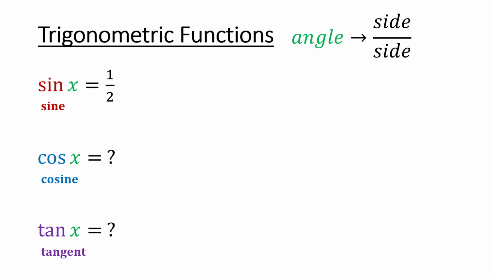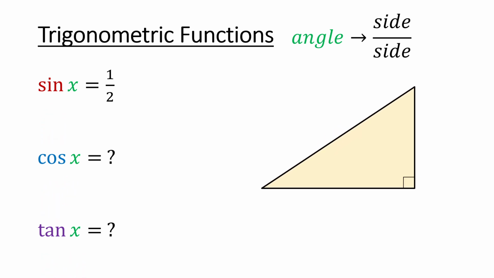So picture this. Every triangle has three sides and three angles, right? But a right-angled triangle? Well, one of those angles is exactly 90 degrees. Let's mark an angle x on our right triangle and get started. This side is opposite of angle x, and this side is the adjacent side. The longest side is the hypotenuse.